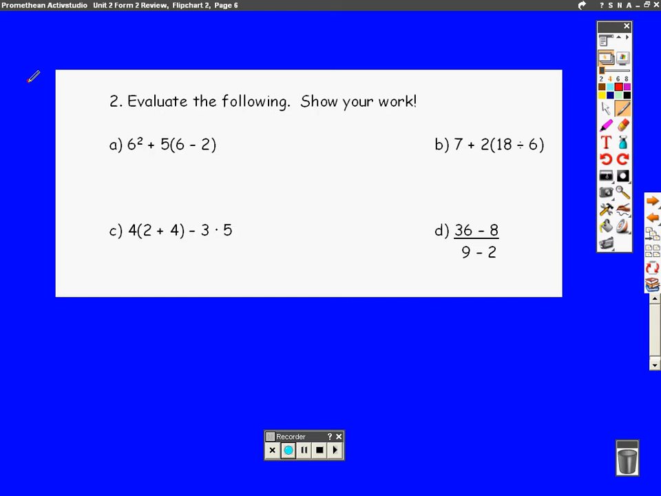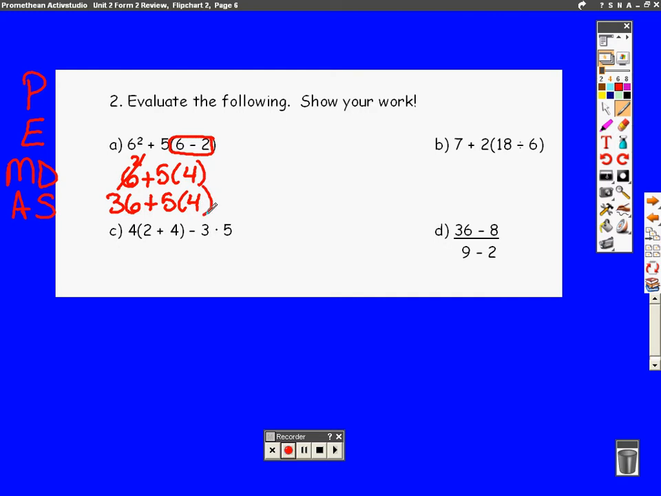Evaluating this requires order of operations. So when we look at A, we want to solve what's inside the parentheses first, and that's going to give us 4. And then we want to do the exponential part of the problem, which gives us 36. And then we want to multiply, which gives us 20. And then we can add to get 56.